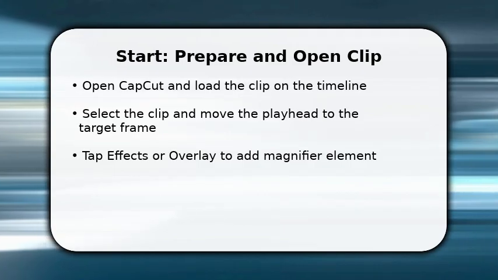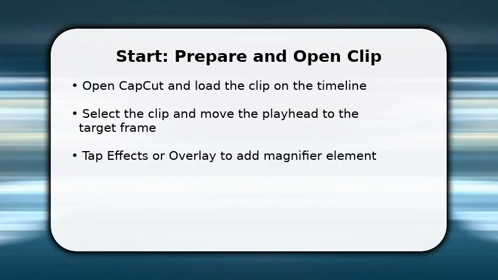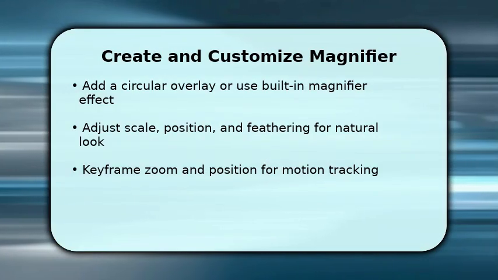Create or pick a magnifier asset, then place it over the area of interest and set its duration to match the moment you need. Now customize the magnifier so it reads like a real lens. Increase scale for the zoom level, reposition the overlay to align with the subject, and add feathering so edges blend.